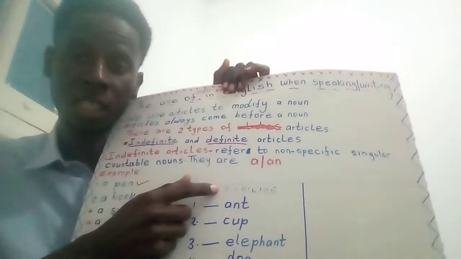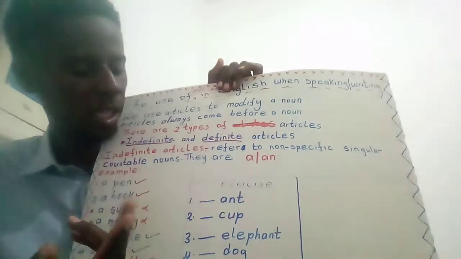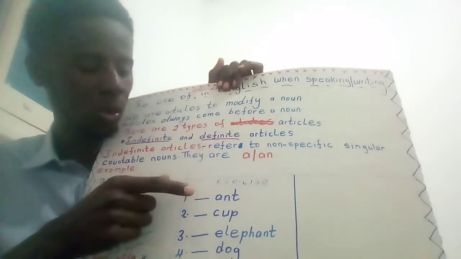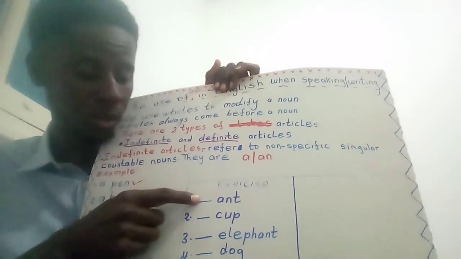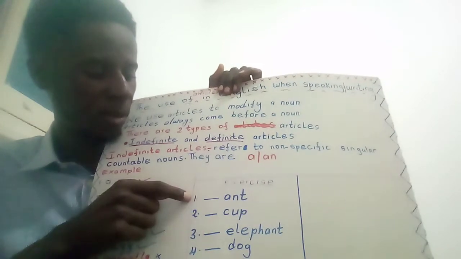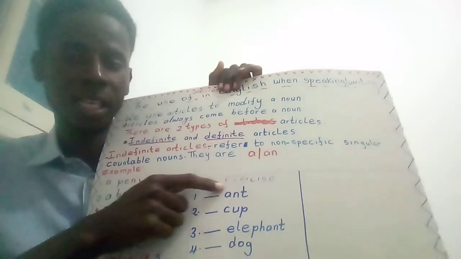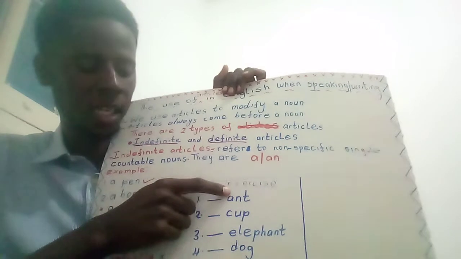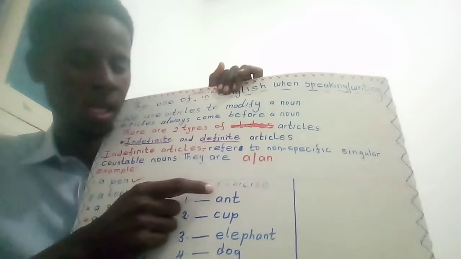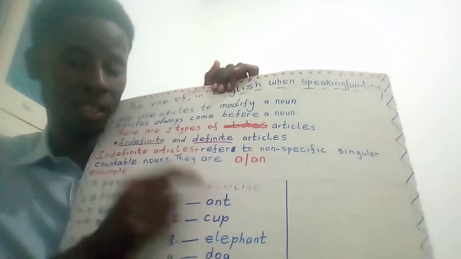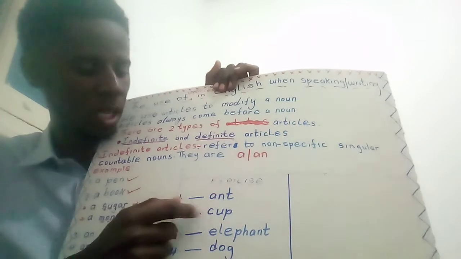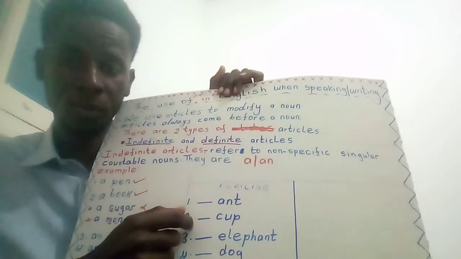Now we have an exercise here. The exercise is you are going to try to choose or fix in the correct articles in these gaps, number 1 to number 4. Number 1, we have this ant. Which article is appropriate here? Is it a ant or an ant?